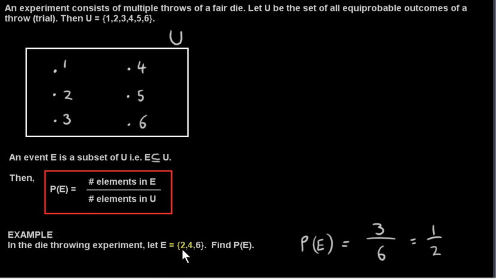We did this example in the previous video. Well, we looked at the relative frequencies of getting a 2, a 4, or a 6, and we added those relative frequencies together. And we found that the sum approached a half as we took more and more trials or throws of our die.